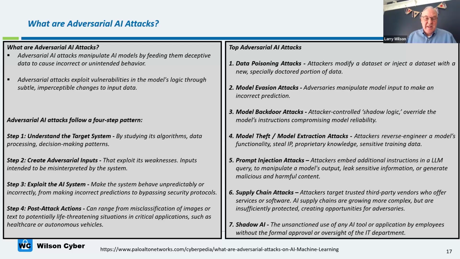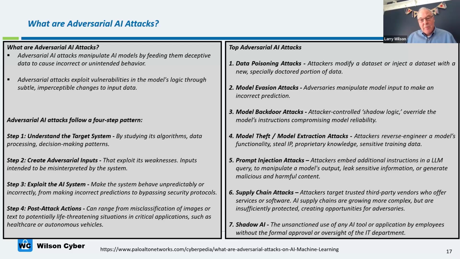So what are the top 7 adversarial AI attacks? It starts with data poisoning, where the attackers modify a data set, injecting it with a specifically doctored portion of data. It could be a model evasion attack, where adversaries manipulate the model input to make an incorrect prediction. A backdoor attack, where they control shadow logic and override the model's instructions, compromising the model's reliability. These last two are about attacks against models.